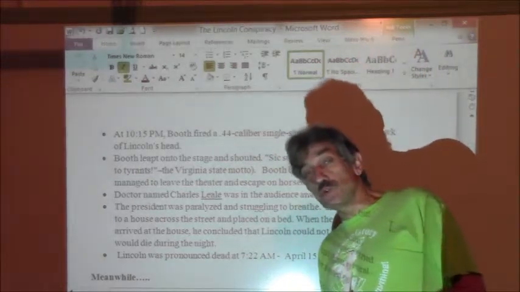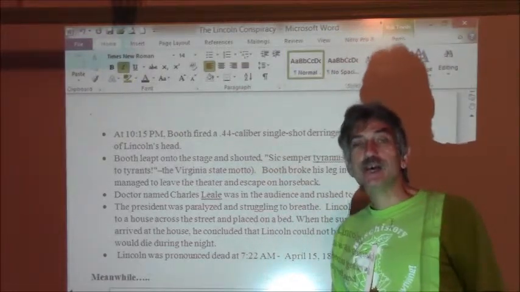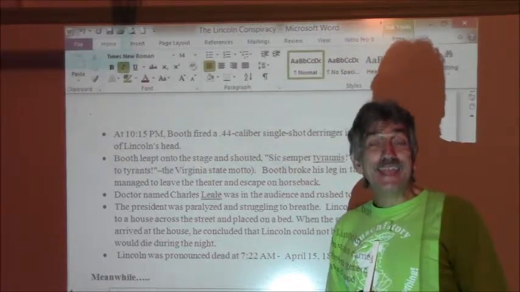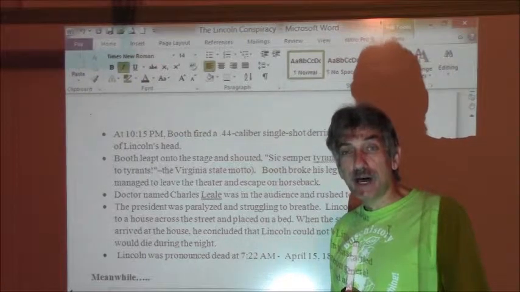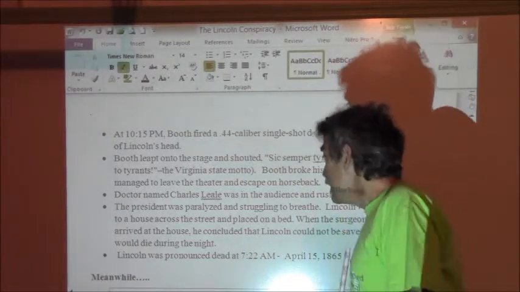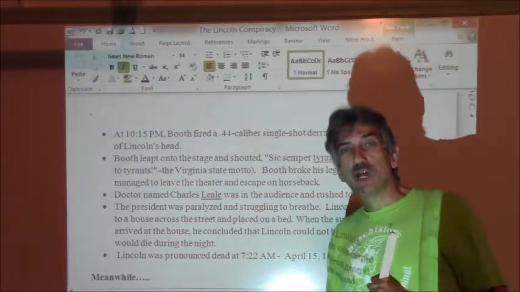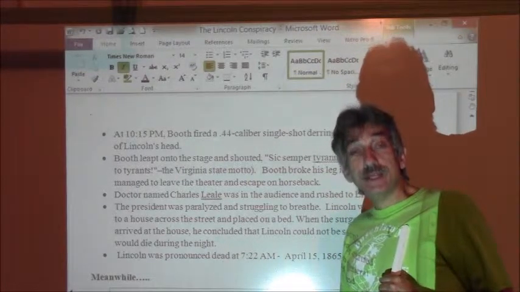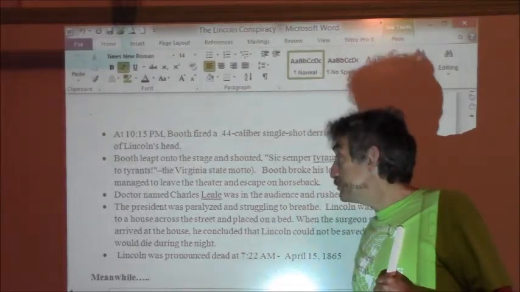Mary Todd is in the next room, and she is beside herself with grief. Lincoln is too big for the bed that he's lying in, so they have to place him catty corner across the bed, and they even charge $1 a person to come view Lincoln as he was dying. Imagine that. Capitalism and the assassination of a president. Lincoln was pronounced dead at 7:22 a.m. the next morning, and Andrew Johnson was now President of the United States. By the way, not the last time an A. Johnson becomes President of the United States after the President is assassinated.